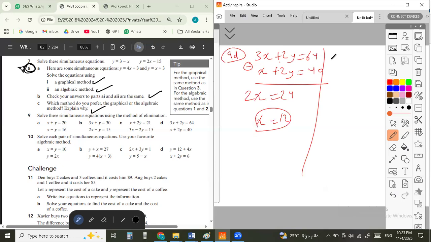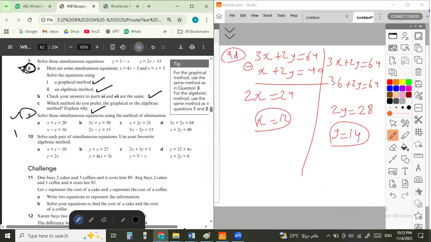Substitute in the first equation, 3x plus 2y equals 64. Well, x is 12, so 3 times 12 is 36, plus 2y equals 64. Send the 36 to the other side as negative, then 2y equals 64 minus 36, which becomes 28. So y equals 14. Now we have finished question 9.